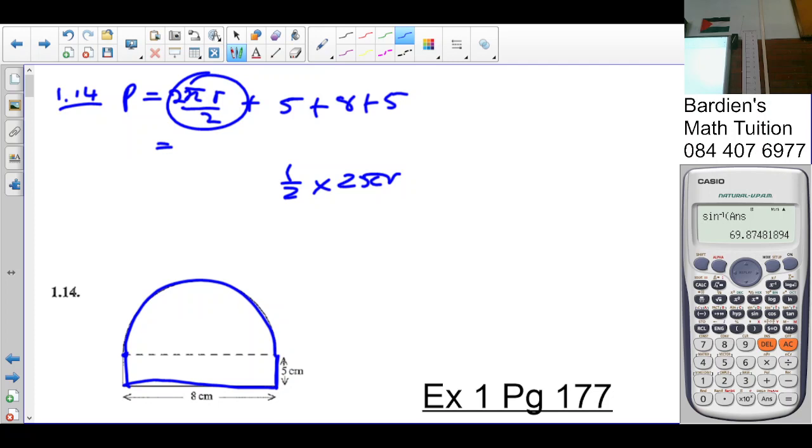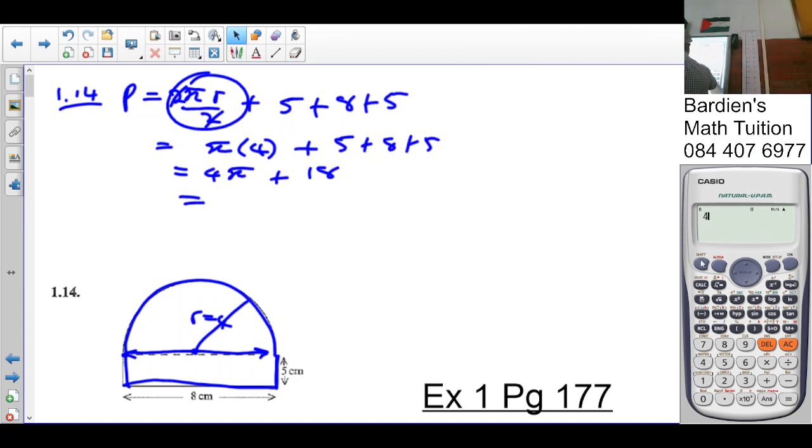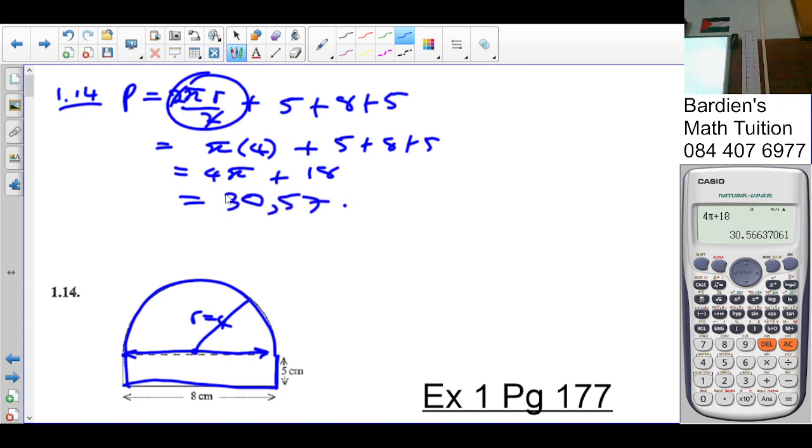Okay. People, what's my r value here? Is that the r or a d value? D is your diameter, which is 8. So my r value is going to be 4. Can you see that? Yes. So that 2 is cancelled, so it's going to be pi times 4 plus 5 plus 8 plus 5. That's going to give you 4 pi plus 18. Not so? So it's going to be 4 pi plus 18. Gives us 30,57 centimeters.